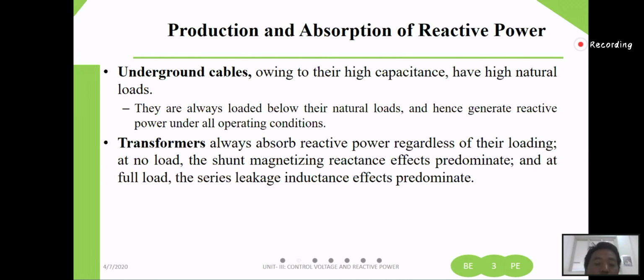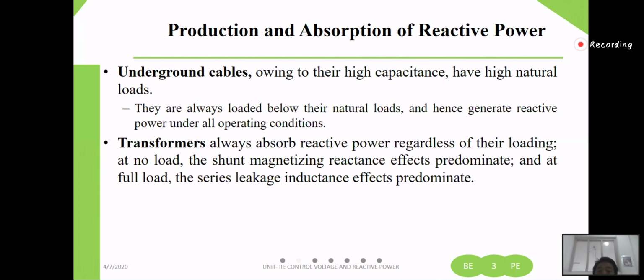Now let's take an example of why it is always absorbing reactive power. At no load or light load, the shunt magnetizing reactance will predominate, and at full load the series leakage inductance effect will be predominant. So that's why the transformer will always absorb reactive power.